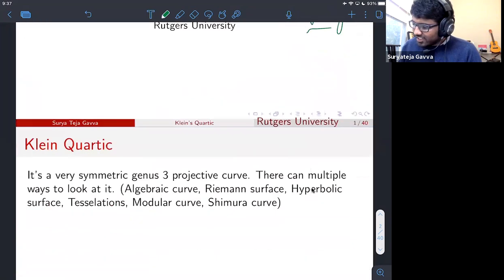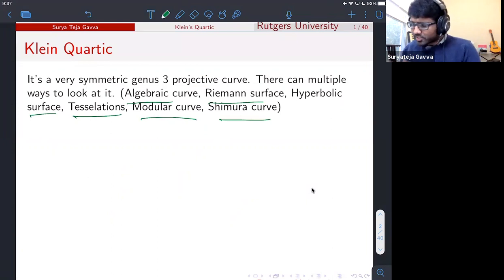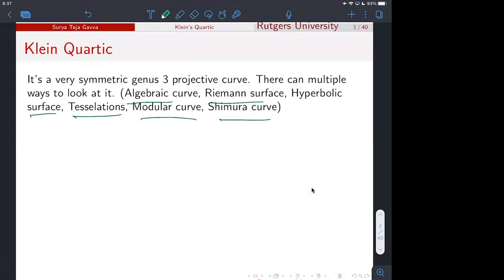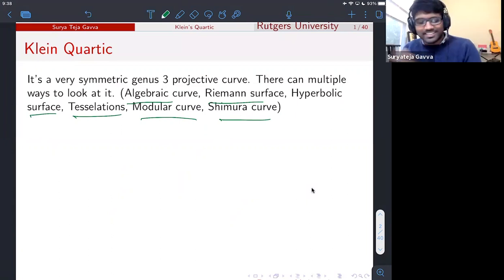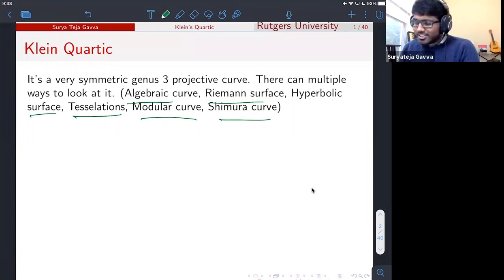Okay. In Bram's talk, we have actually seen different perspectives about the Klein quartic. It's important to have all these perspectives. For instance, it can be seen as an algebraic curve. It has the structure of a Riemann surface. It's a hyperbolic surface, and it can be seen in terms of tessellations of the hyperbolic plane. It has the structure of a modular curve, and it's also something called a Shimura curve. So there are all these perspectives. It can have both structures, modular and Shimura. I'll probably talk about it at the end.